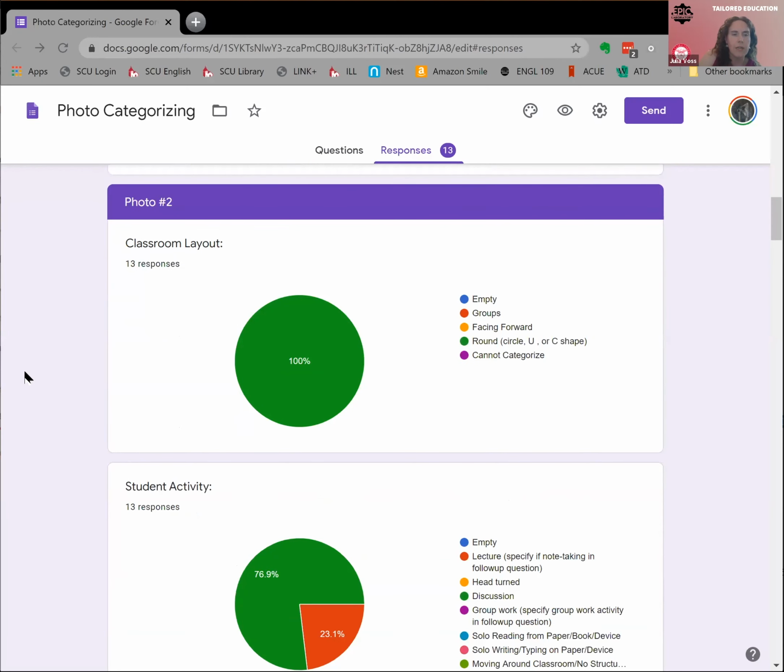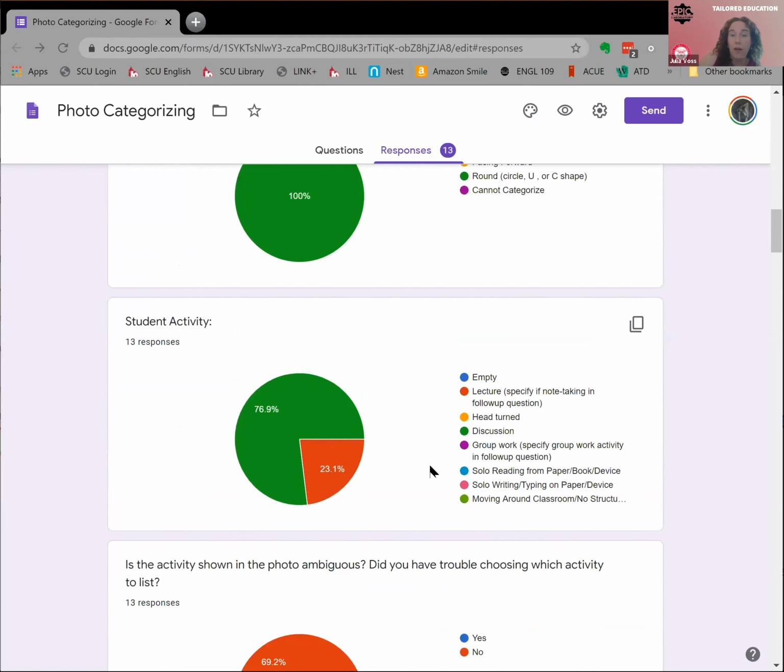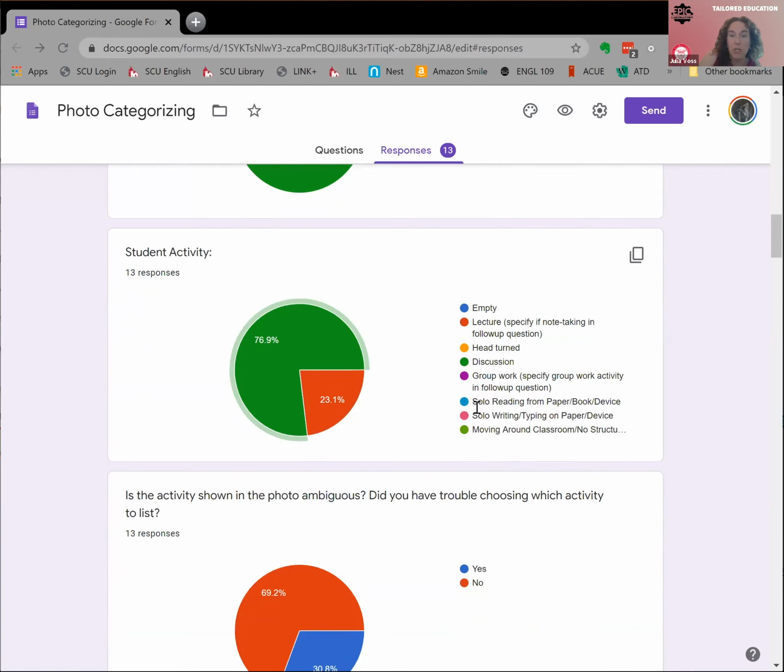So for the second photograph, we won't go through all of these, but the second photograph, people were a lot less ambivalent about what was in it. That was where their desks were in a big round. So everybody selected round. Most people thought that that indicated that it was a large group discussion, but other people were like, well, just because the tables are in a round configuration, does that mean it's actually a discussion, or are the tables just set that way?